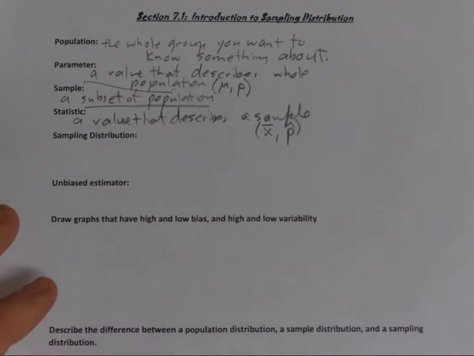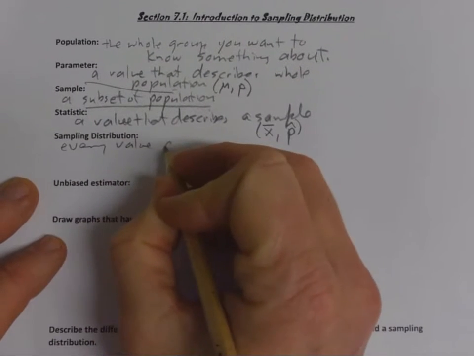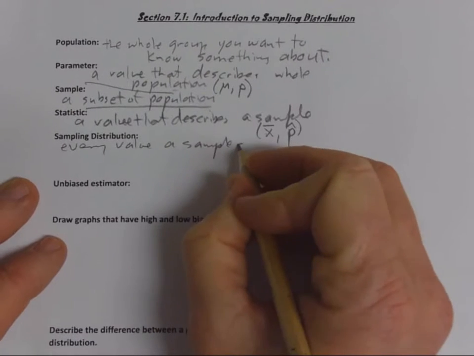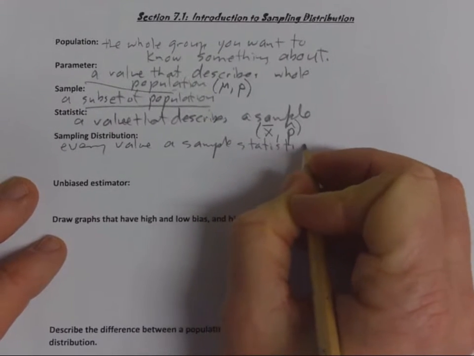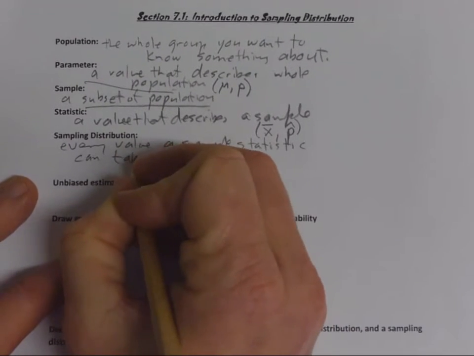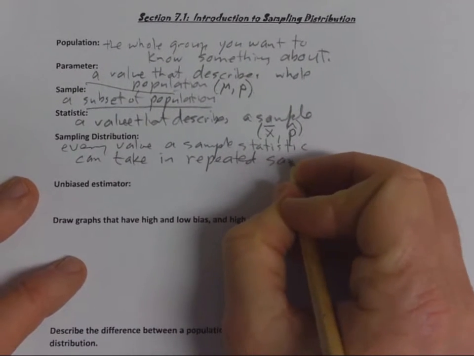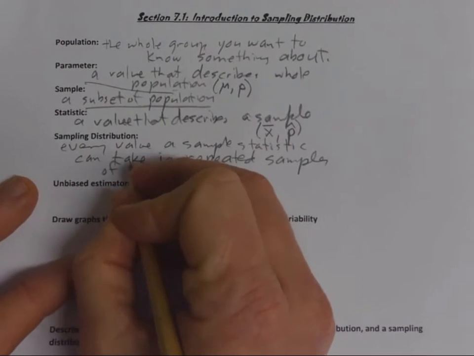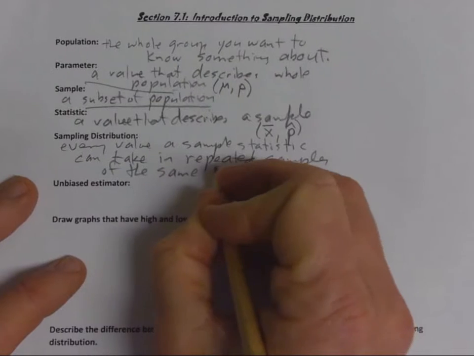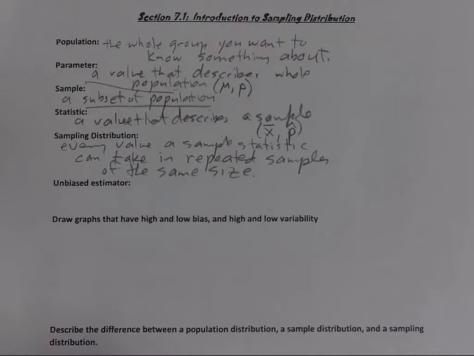Now, what a sampling distribution is, and here's the main thing. It is every value a sample statistic, which most of the time, like I said, is going to be an x bar or p hat, can take in repeated samples of the same size. And so whenever we get an x bar or a p hat or any statistic, we're always saying to ourselves, this is just one of many that we could have gotten, and the other ones are going to almost certainly be different from this. But let me show you what I mean by that.